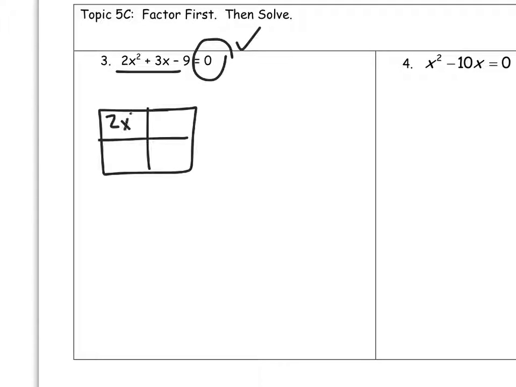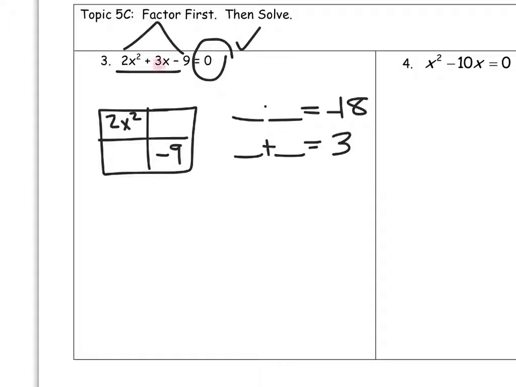All right, 2x squared, negative 9. What times what multiplies to get negative 18? What plus what adds to get 3 from right here. Okay, those two numbers are positive 6 and negative 3. Positive 6 and negative 3. And then I'm going to put them in the box, 6x, negative 3x, and now I'm going to fill out the outside of the box.